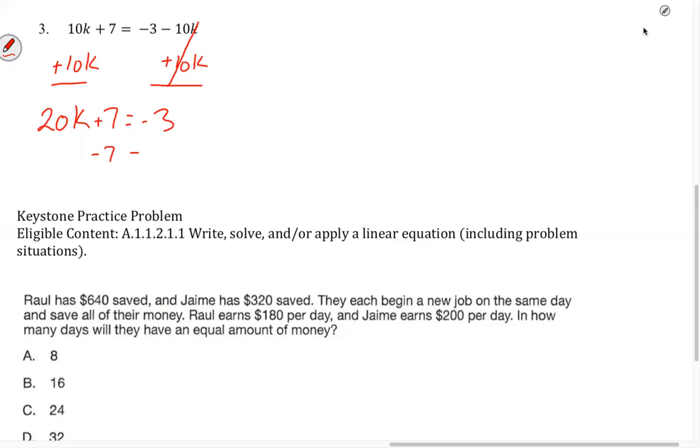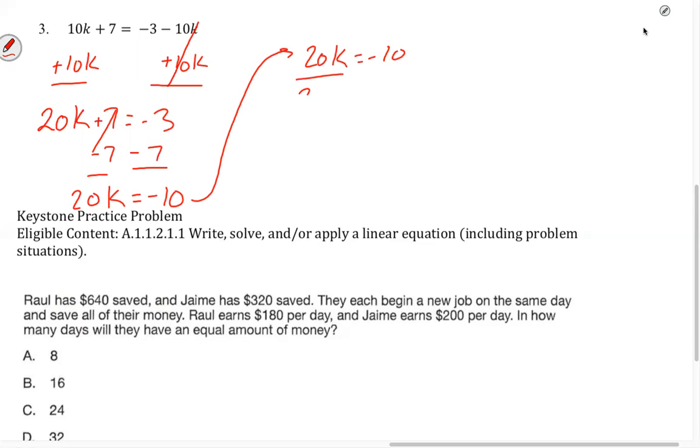And now I subtract 7 to get all of my numbers to one side, and I get 20k equals -10. And I'm just doing these out because I'm trying to review for you and get you warmed up to actually do the other part of the lesson. So now I have 20k equals -10, divide by 20, and I have k equals -10 over 20, which is -1/2.